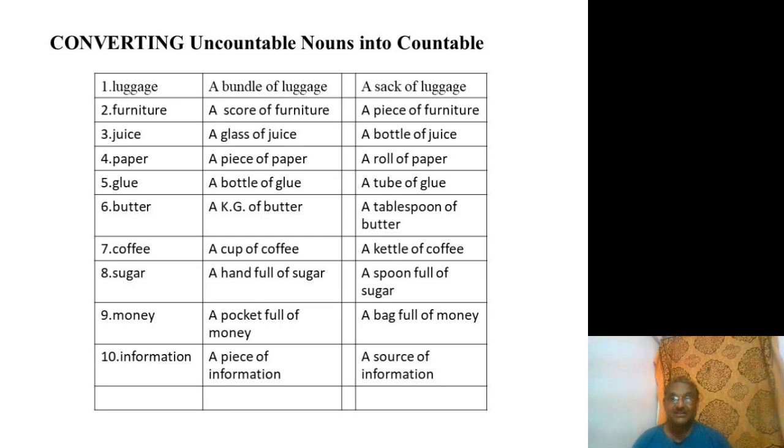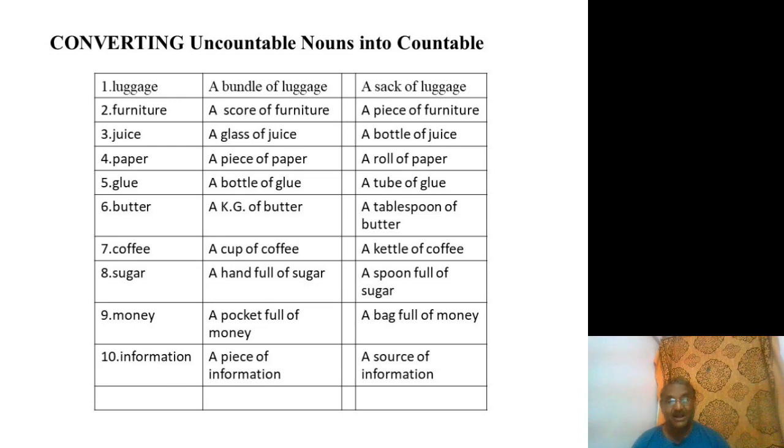Juice. A glass of juice, a bottle of juice. Paper. A piece of paper, a roll of paper. Glue. A bottle of glue, a tube of glue. Butter. A cage of butter, a tablespoon of butter. Coffee. A cup of coffee, a kettle of coffee. Sugar. A handful of sugar, a spoonful of sugar. Money. A pocket full of money, a bag full of money. Information. A piece of information, a source of information.